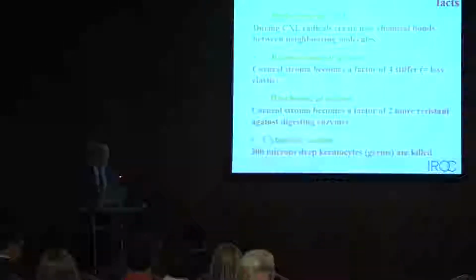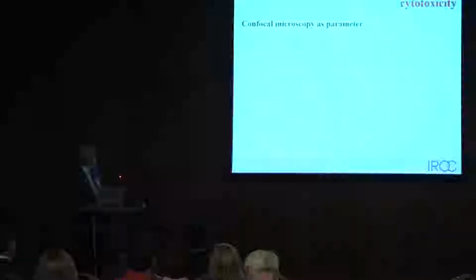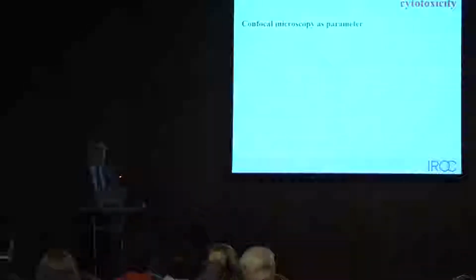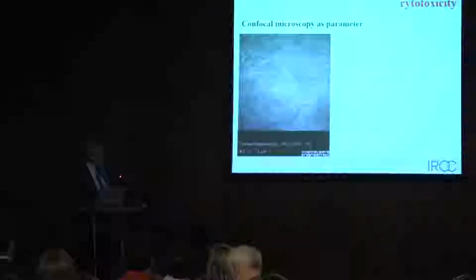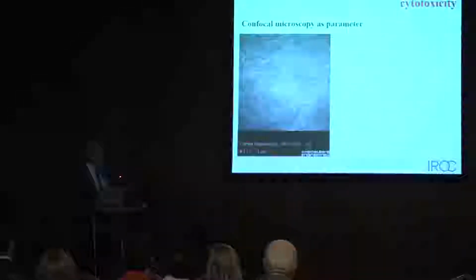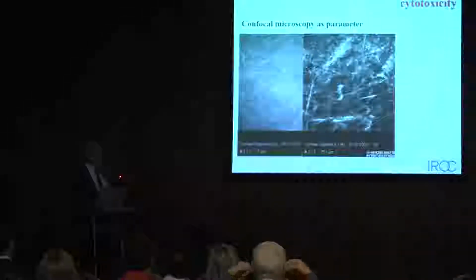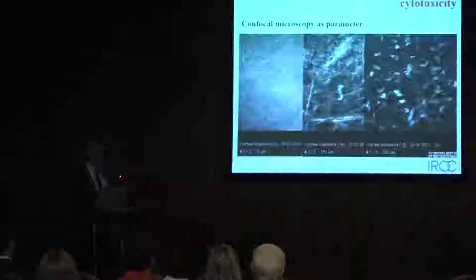We do also have a cytotoxic action that kills cells, not only keratocytes, but you also kill germs that are inside the cornea. If you look at this, at -5 microns, that is Bowman's membrane. If you go down 250 microns, you still cannot see normal keratocytes. They are killed. It takes 290 microns until you get the normal reflection pattern from the nuclei of the keratocytes.